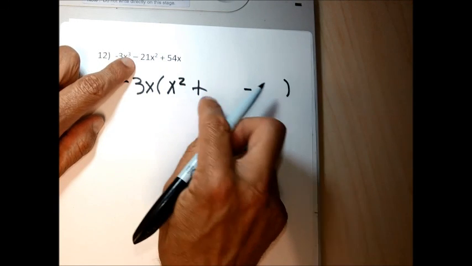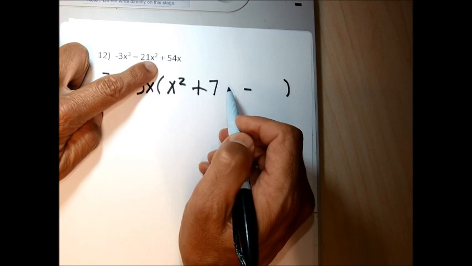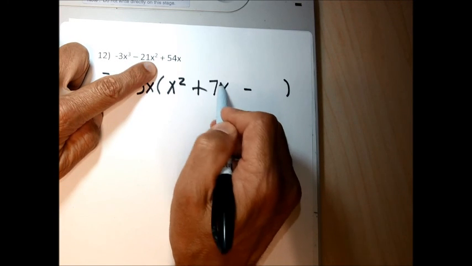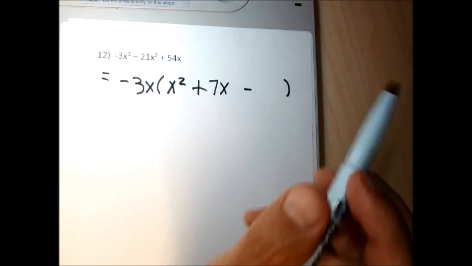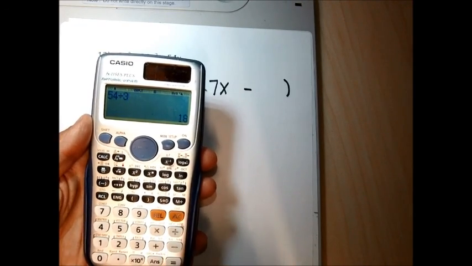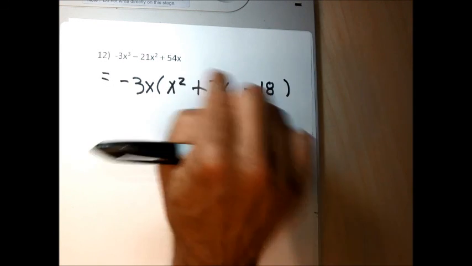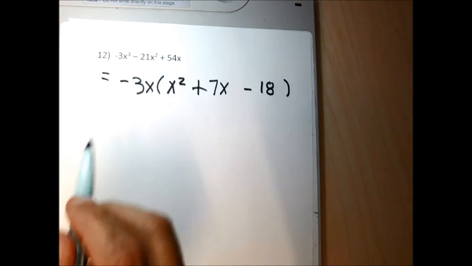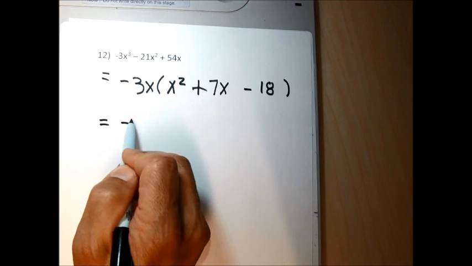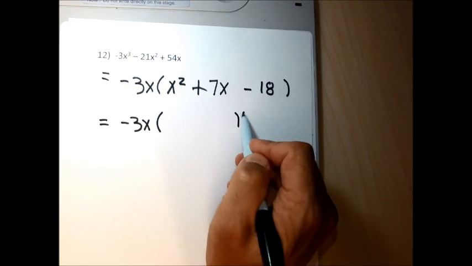Middle piece, I already flipped the sign. 21 divided by 3 and you get a 7. It had 2 x's, I took 1 away, I'm left with 1x. 54 divided by 3 I think is 18. It is. It had an x, I took it away, so there's nothing left. So now I need to factor what's left in 2 parentheses and keep that negative 3x in front.